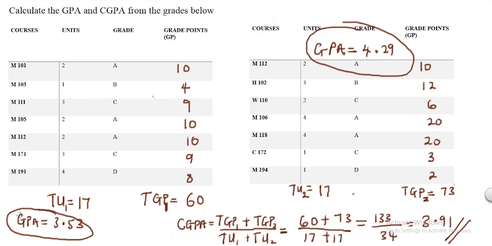The GPAs are for one semester, while CGPAs are across multiple semesters. Could be 10, could be 5, could be 6, or for the period you've stayed in school. So that's it. That's how to calculate GPAs and CGPAs.